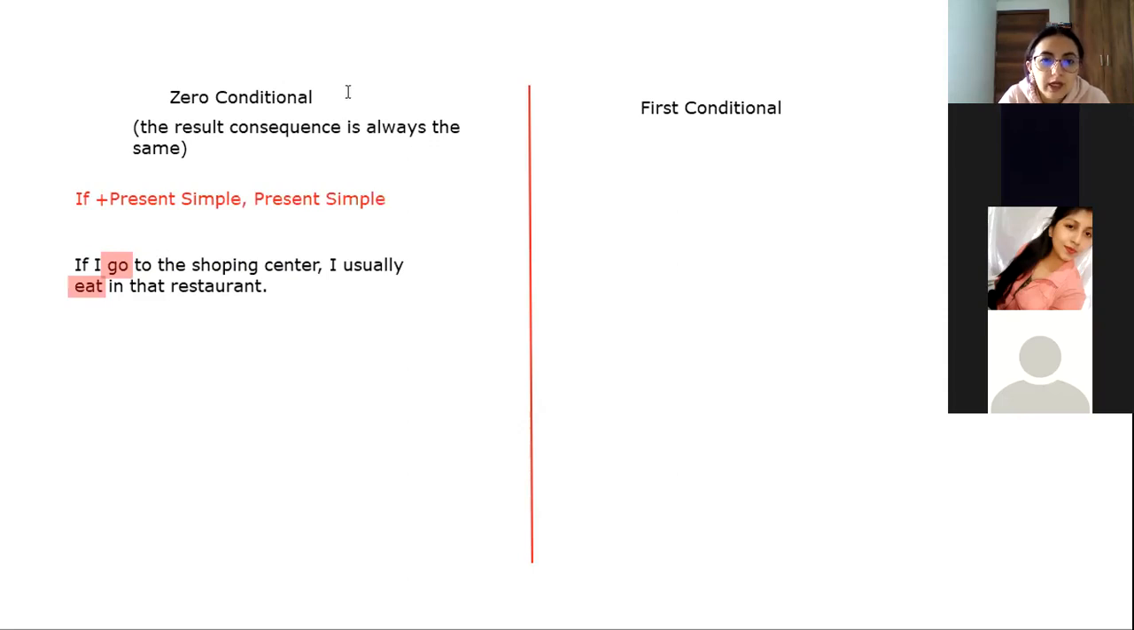Sí, algo peculiar o algo particular que solo ocurre en este zero conditional, es que podemos reemplazar esta palabrita if, que nos está explicando la condición, también con la palabra when. Eso sucede únicamente con el zero conditional. Es decir, que ustedes pueden decir, when I go to the shopping center, I usually eat in that restaurant. ¿Sí? Sin modificar el hecho de que sea un condicional. En este caso, el zero conditional can use if or can use when to make the condition. Eso es algo peculiar que sucede con este tiempo.